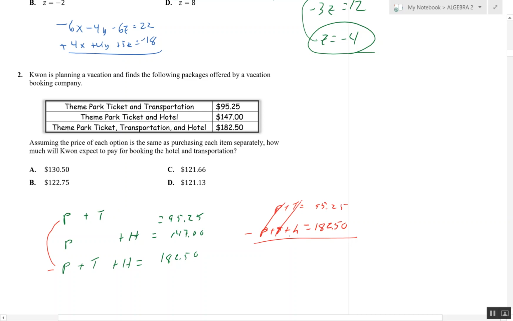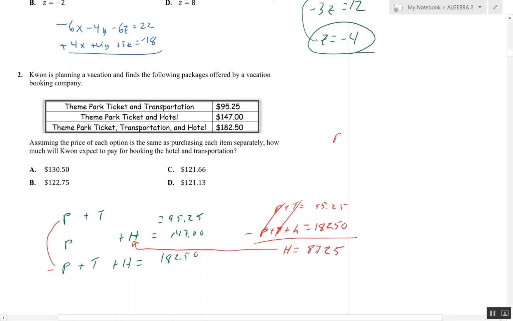Take away, that would give us H is equal to, let's see, 87.25. Okay, so that's how much the hotel is going to be. Now, once I have that one, I could take this H and stick it into this equation to figure out how much P is. Once I get that, then I can take that answer and go from there.